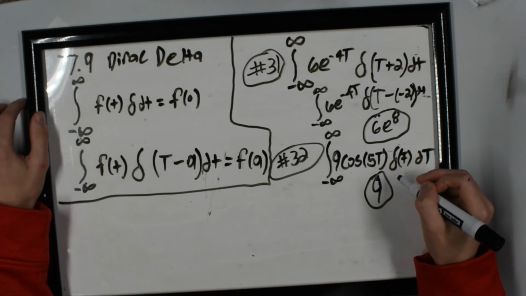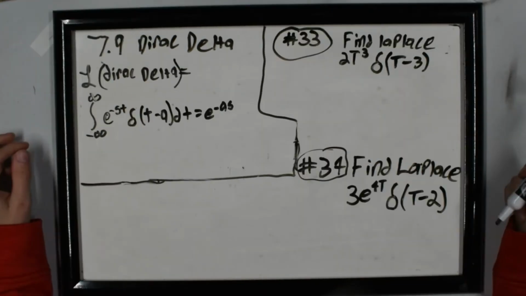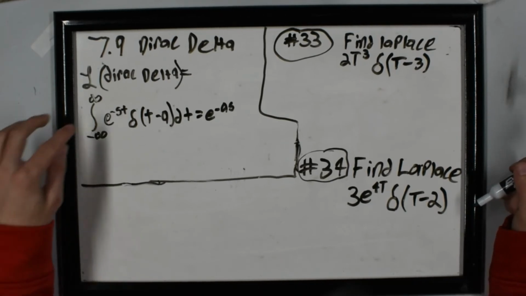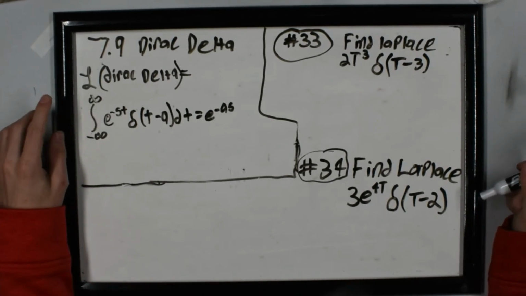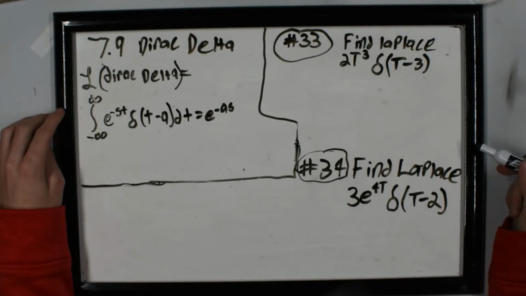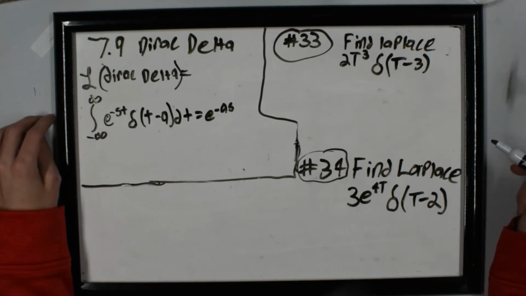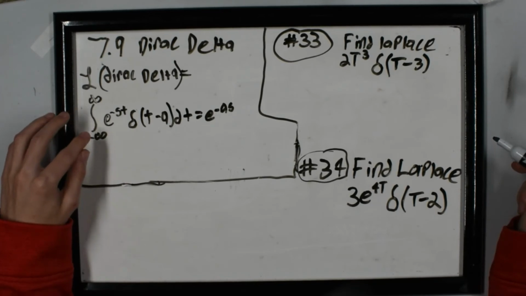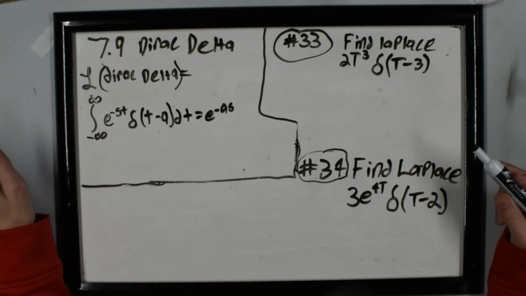So like most things in this chapter, we can take the Laplace transform of it. So in this case, number 33 and number 34, we're going to find the Laplace transform of a Dirac delta function. And like the last part of this video, it's not all that hard. Basically, all we need to do is identify a, and then do the same procedure as we did in the last part, then add e to the negative as.